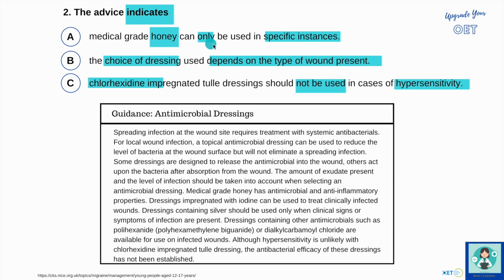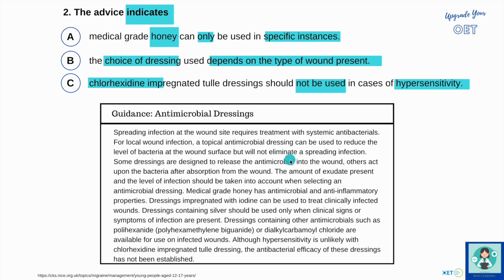So I've got honey, only specific cases. Choice of dressing depends on the wound, and this particular dressing should not be used. So I scan for all of these things. So honey is the first one. Let's have a look. Can I find honey anywhere? Where is honey? So just have a look through it.